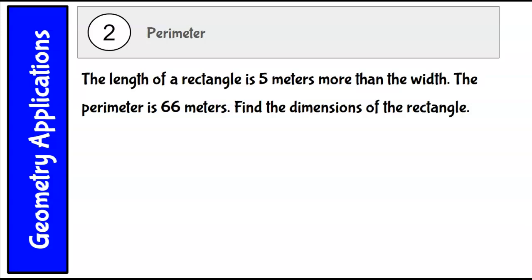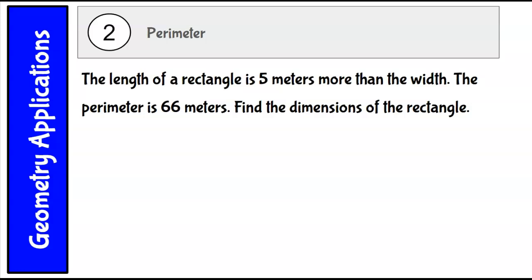Let's look at another geometric application. This is perimeter. The length of a rectangle is 5 meters more than the width. The perimeter is 66 meters. Find the dimensions of the rectangle. So dimensions means I need to find the length and the width. And the only thing I know is that the perimeter is 66. And some of you might be thinking, oh, rectangle, divide by 4. But that's if all four sides are equal. And since it's a rectangle, it's probably not that way. In fact, it tells me that the length is 5 meters more than the width.